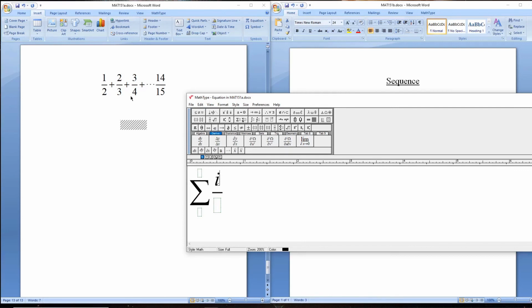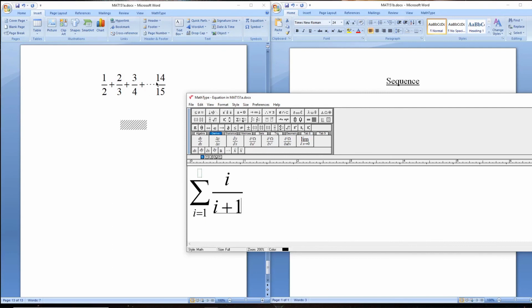So if we start at i equals 1, then the numerator is simply i. So when i equals 1, i equals 2, i equals 3, i equals 14. Now what about the denominator? Notice the denominator is always 1 higher than the numerator. So when the numerator is 3, the denominator is 4. When the numerator is 14, the denominator is 15. So the denominator is always 1 higher than the numerator. And so we can write that then as i plus 1.